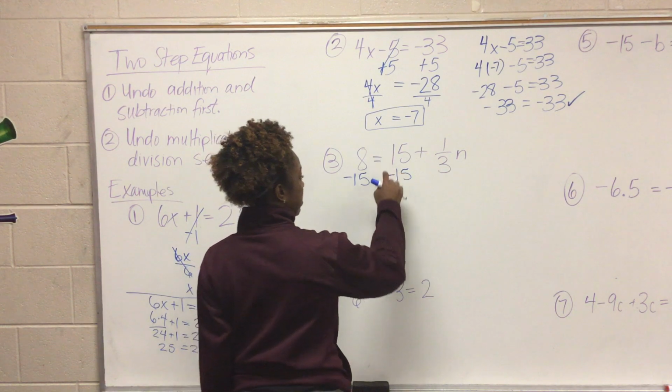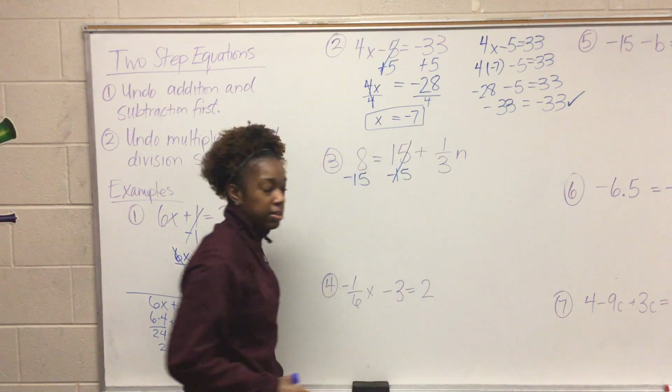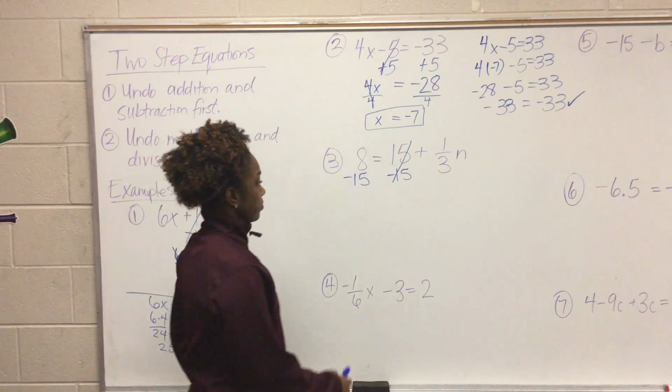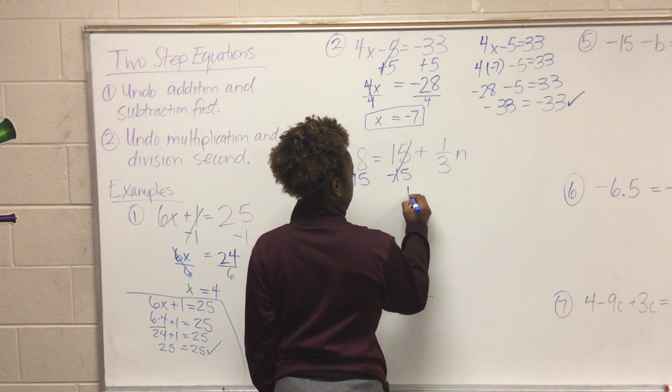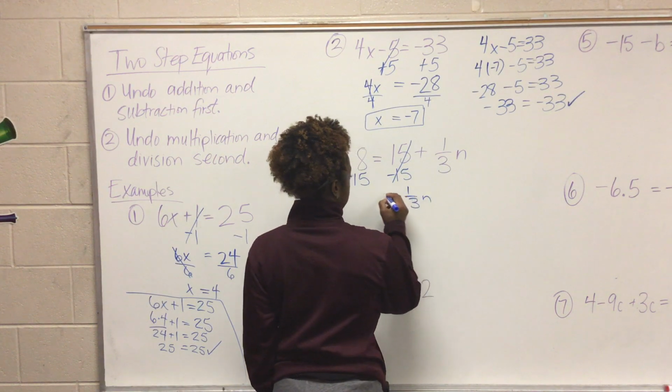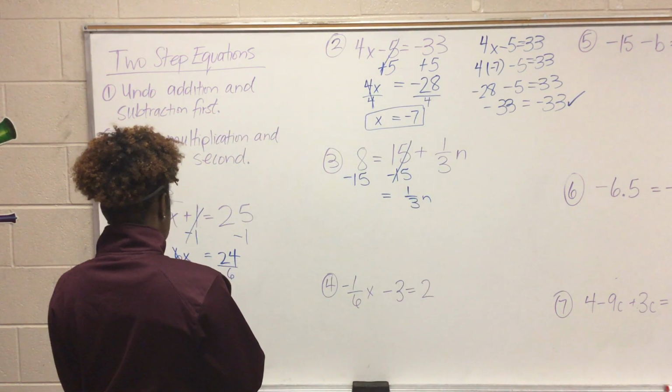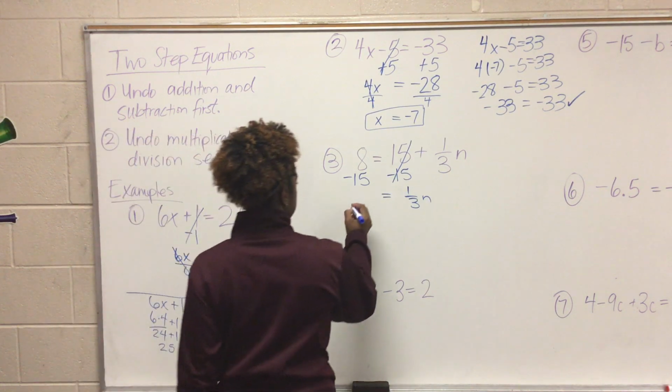That way, this 15 minus 15 is 0. It'll cancel out. The point of doing this is so that we can get a zero pair. We're left with 1/3 n, and that equals 8 minus 15, which is negative 7.